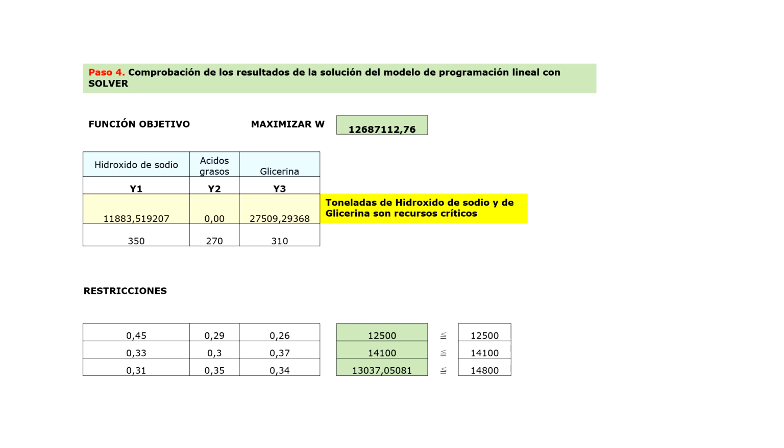In conclusion, this exercise shows that sodium hydroxide and glycerin are the most critical inputs because they have the greatest impacts on profit. Therefore, any change in their availability or constraint directly affects the optimal value of the solution.